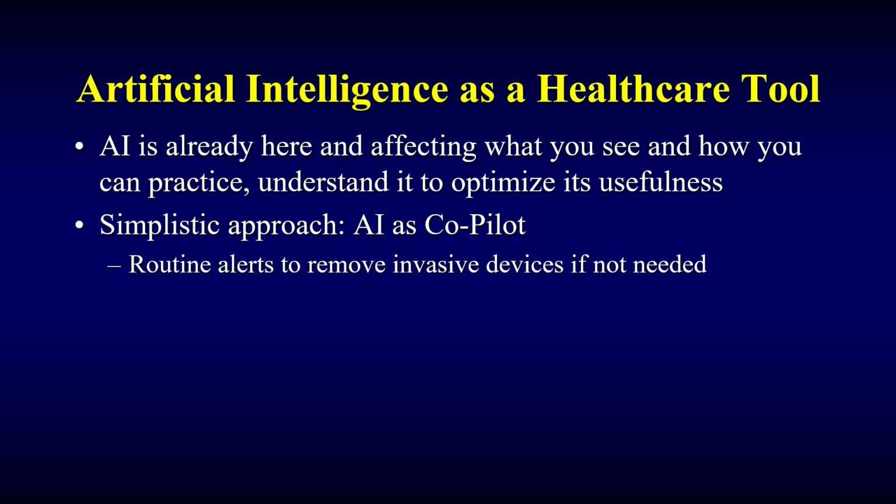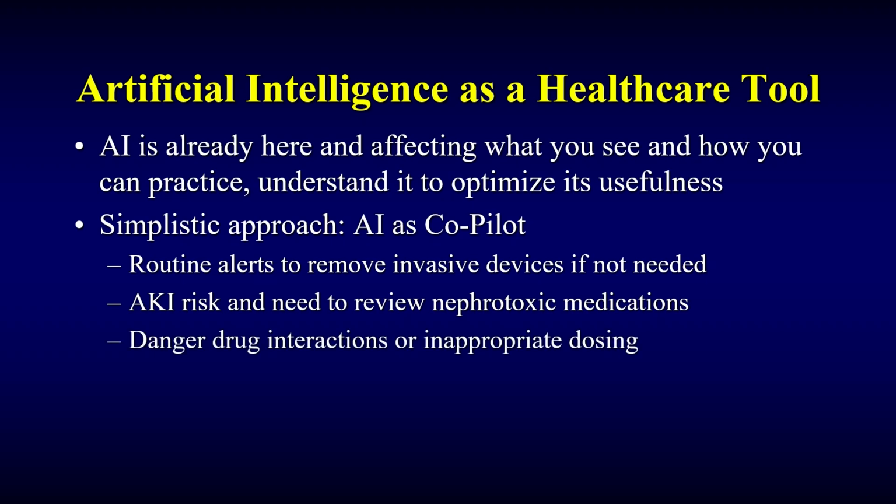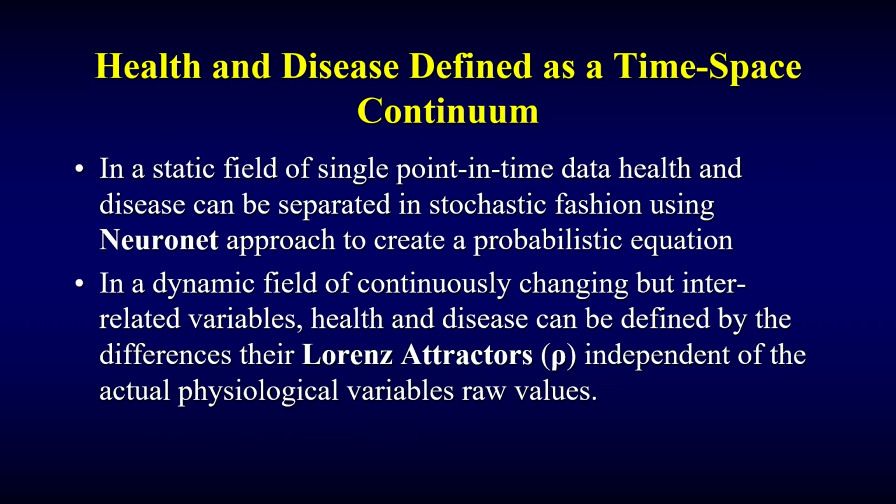This is good for routine alerts to remove devices not needed, and they can also worry about acute kidney injury and dangerous drug interactions. And furthermore, we can use them to look at existing patterns in disease. For example, there is a thing called a sepsis sniffer, and we've created one ourselves, which lets you know that this patient looks like they're going into septic shock. And there's also one that's commercially available that tells you that you have a risk for coronary artery disease, acute coronary insufficiency. And these things exist today.